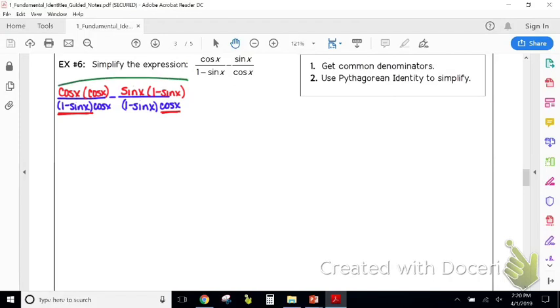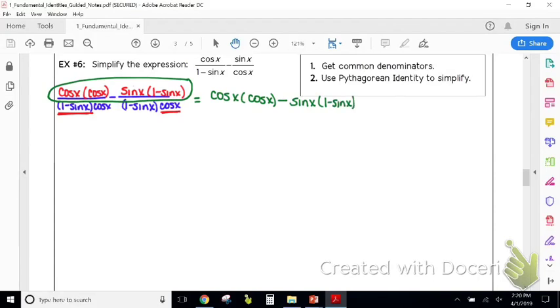And then we combine our numerators, and remember we put it over the common denominator. So I'm actually just going to write it out this one time. Usually I'd go ahead and work some, but this time I'm just going to write it. So we have cosine of x times cosine of x minus sine of x times 1 minus sine of x.